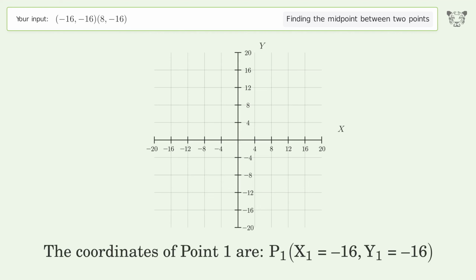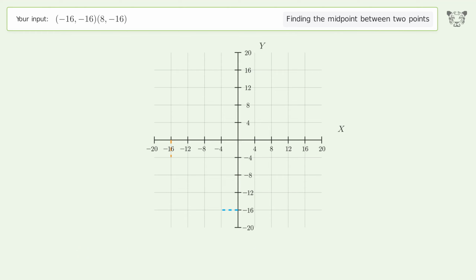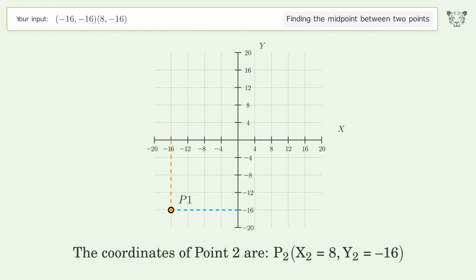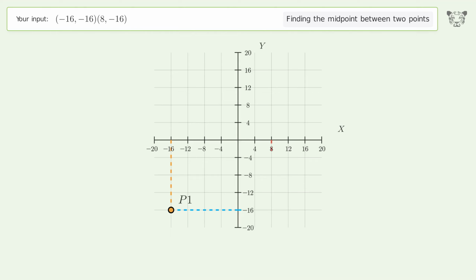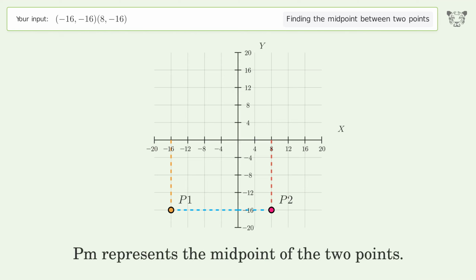The coordinates of point 1 are x1 equals -16, y1 equals -16. The coordinates of point 2 are x2 equals 8, y2 equals -16. PM represents the midpoint of the 2 points.